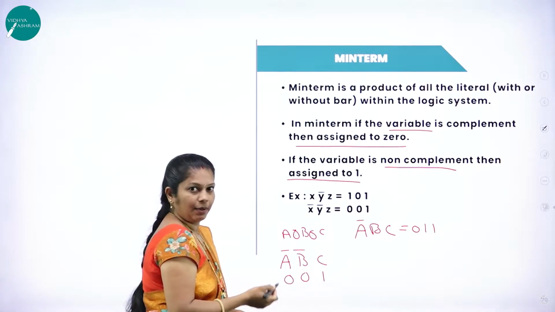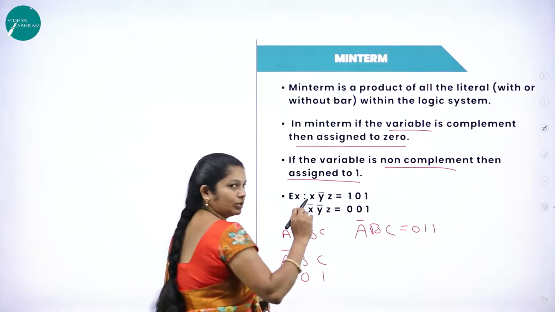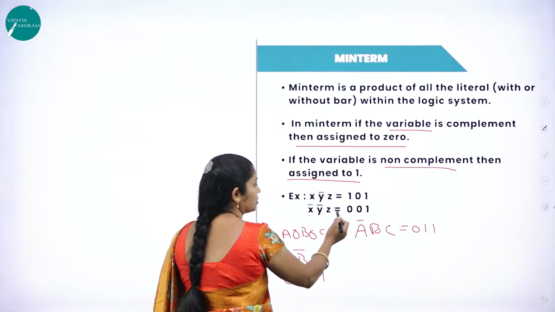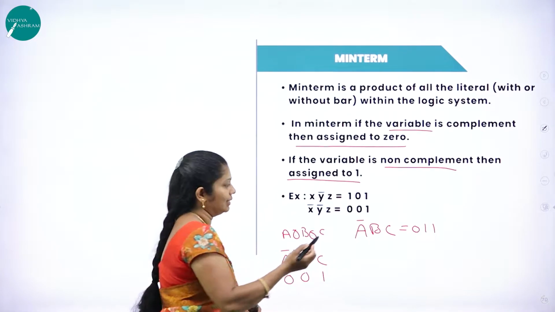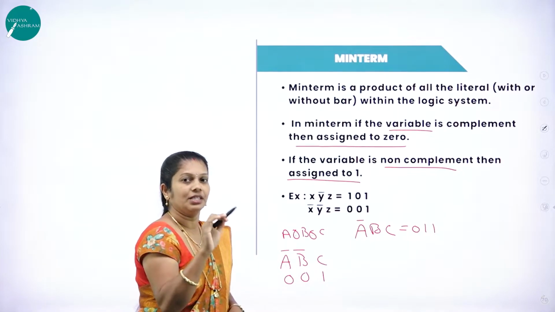Consider the second example, X bar, Y bar, Z. Then X bar as well as Y bar both have bars, that's why here it is 0, 0. And Z does not contain any bar, that's why it is assigned 1. Now is it clear? Like this, you have to mention the min term.